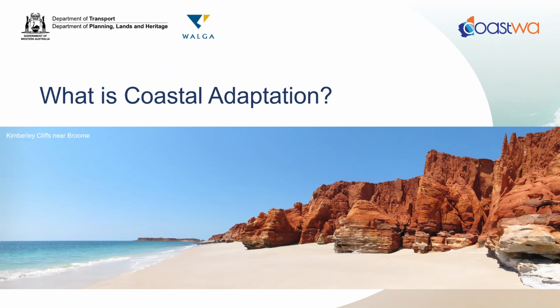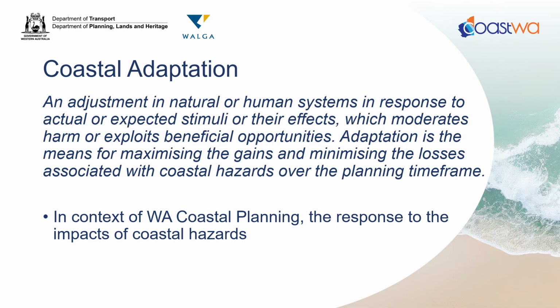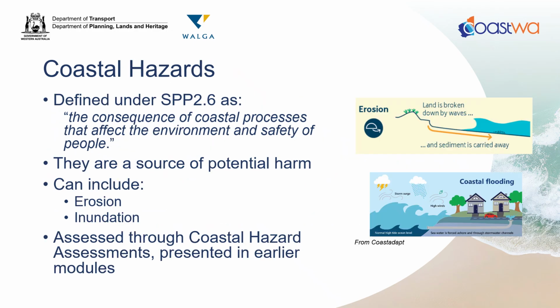So what's coastal adaptation? A coastal adaptation is an adjustment in the natural or human systems in response to actual or expected stimuli or their effects, which moderates harm or exploits beneficial opportunities. Adaptation is the means for maximising the gains and minimising the losses associated with coastal hazards over the planning timeframe. So it's a bit of a mouthful, but in the context of WA coastal planning, it's the response to the impacts of coastal hazards. And what are coastal hazards?